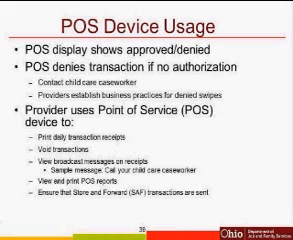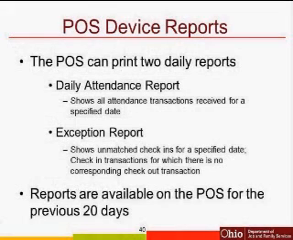The POS device can print 2 daily reports. There's a daily attendance report that shows all the transactions received for a specified date. There's also an exceptions report that shows the unmatched check-ins for a specified date. Check-in transactions for which there is no corresponding checkout transaction will appear on the exception report. The daily attendance and exception reports are available on the POS device for the previous 20 days.